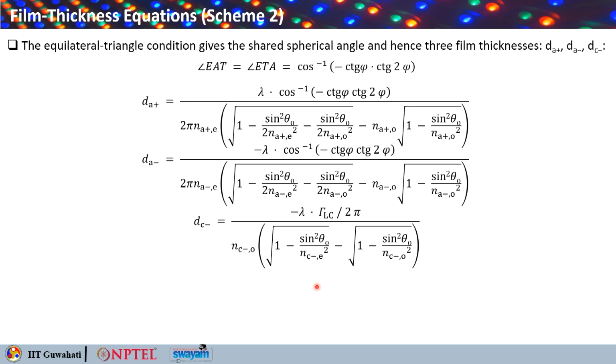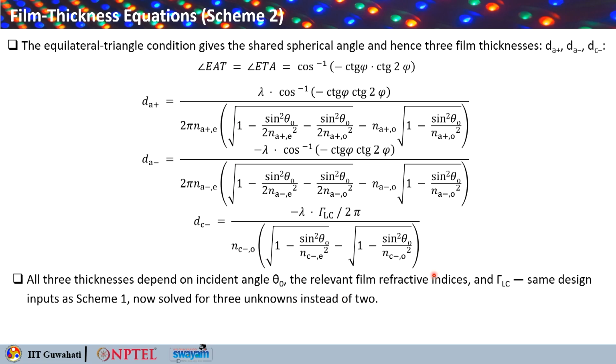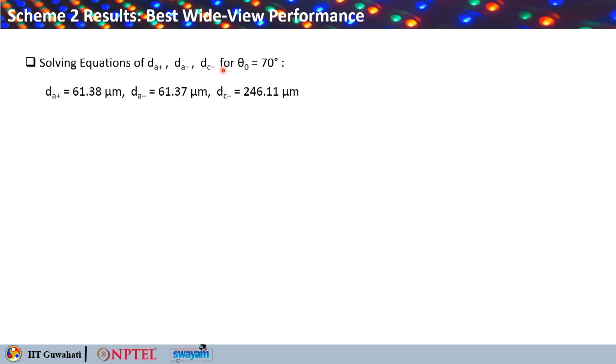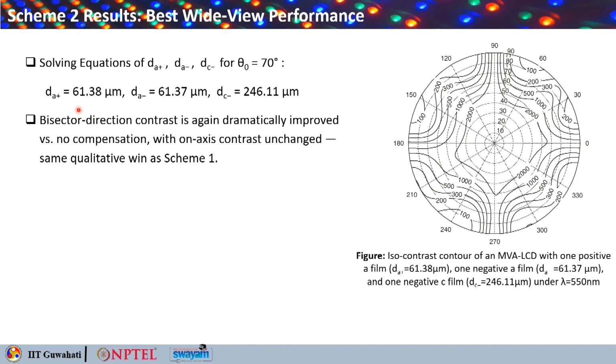As you can see, all these 3 thicknesses depend on the incident angle theta naught and the relevant film refractive indices, the extraordinary and ordinary refractive indices, and the gamma LC. So that is the same design as scheme 1, just that now you are solving for 3 unknowns rather than 2. If you go back to the angle of 70 degrees and solve it for these 3 thicknesses, you get these particular values.